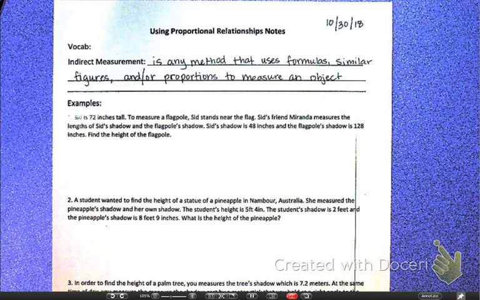So let's see how this actually works. Sid is 72 inches tall. To measure a flagpole, Sid stands near the flagpole. Sid's friend Miranda measures the lengths of Sid's shadow and the flagpole's shadow. Sid's shadow is 48 inches, and the flagpole's shadow is 128 inches. Find the height of the flagpole. Okay, so there's a lot of information there. So let's break this down.